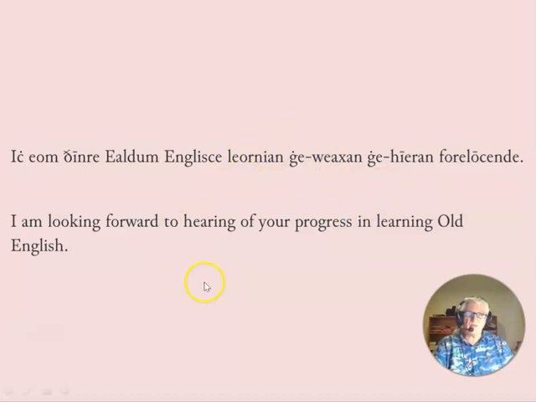Okay, maybe a slight problem with this translation is that I'm doing the hearing and the looking forward, but it's you who are doing the learning and the progress. So maybe they're not the best of translations. It does work, but there is that issue where these two verbs are the actions I'm doing, that's to hear and looking forward. But the learning and the progress are your actions, your verbs, and maybe that's not quite clear in this translation. Let's have a look at another translation.